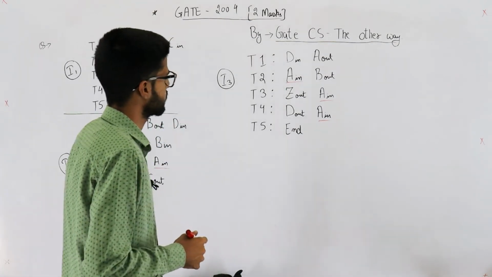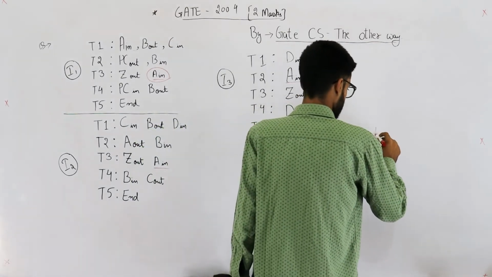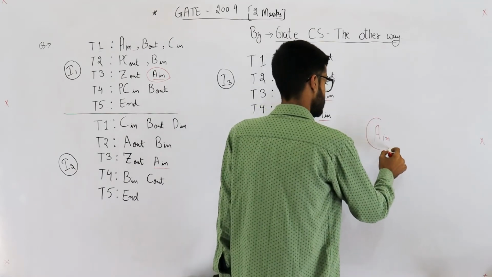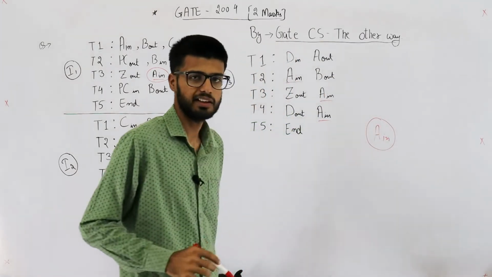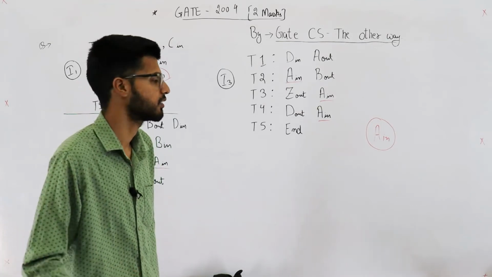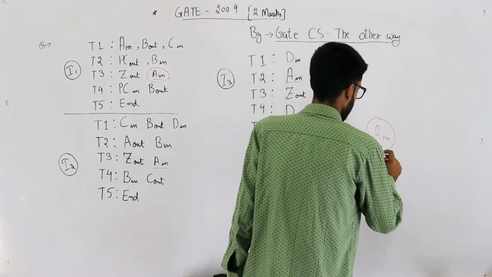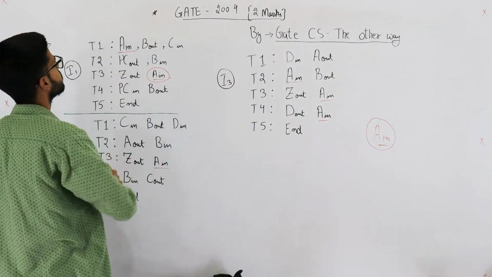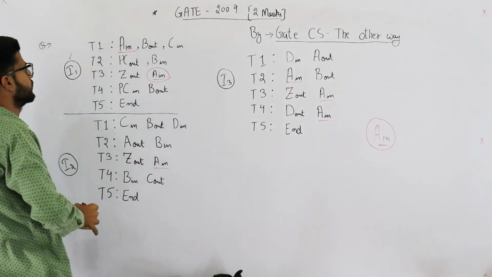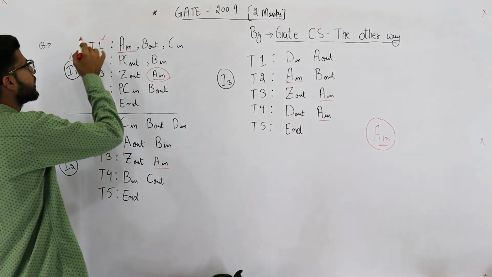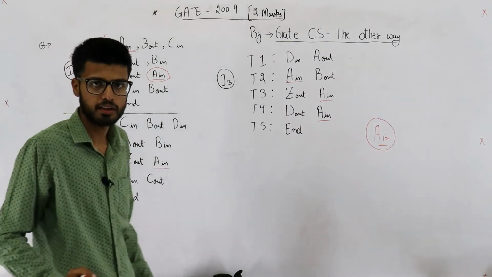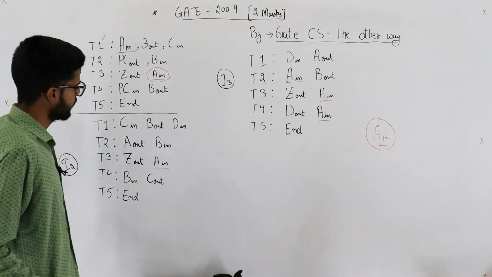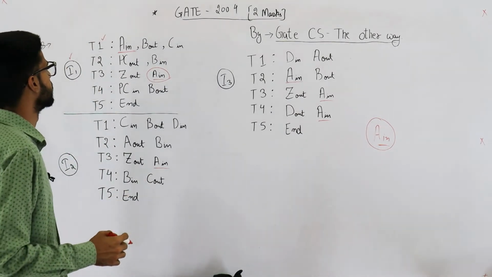Anyways, let's clear some basics. A in, what does it mean? This means this register A or this device A needs an input signal at that specific time. For example, A in is written here. That means this instruction I1 in clock cycle T1 needs an input signal which is to be provided to register A.